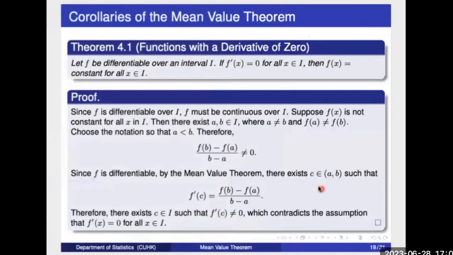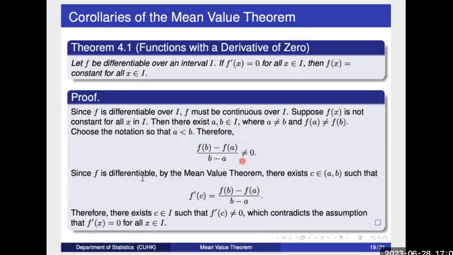The first corollary states that if a function has a derivative of 0 over an interval, then it must be constant over that interval. The proof of this corollary commences by acknowledging that since f is differentiable over I, it must also be continuous over I. We then assume that f(x) is not constant for all x in I. This implies that there exist two points a and b in I, where a is not equal to b and f(a) is not equal to f(b). We assume the notation such that a is less than b, which indicates that the fraction (f(b) minus f(a)) divided by (b minus a) is not equal to 0.